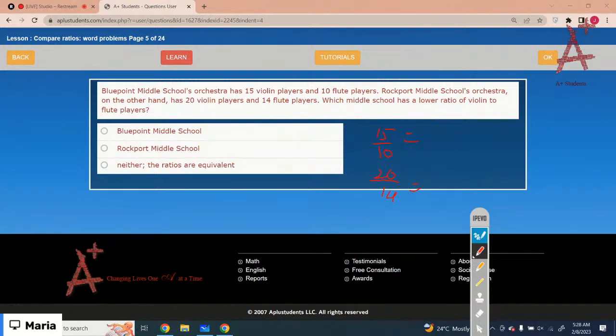Let's just see. 15 over 10 is 1.5, and 1.5 times 100 is 150. Got it? Then 20 over 14 is about 0.7 times 100, that means 70. Got it? So which has the lower value? The second one. Got it? Rockport Middle School has the lower value. So the correct option is Rockport Middle School.